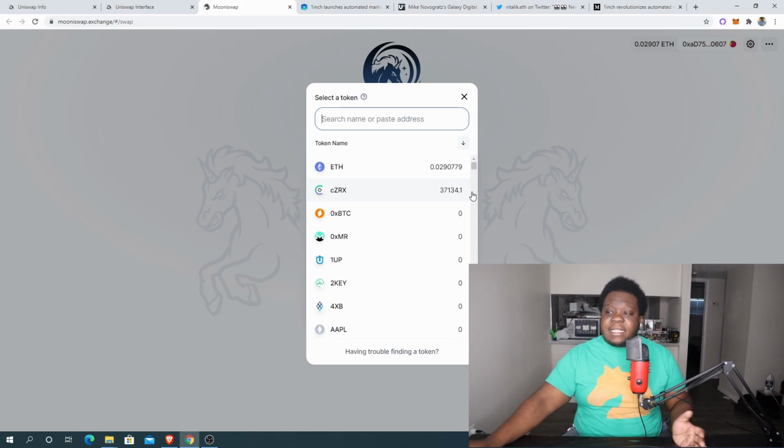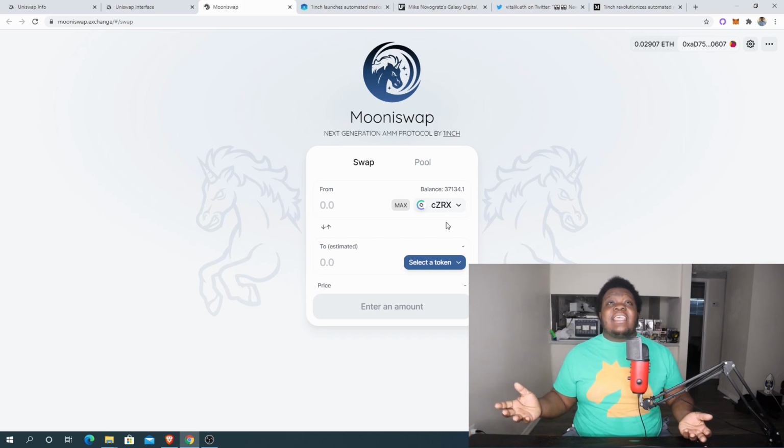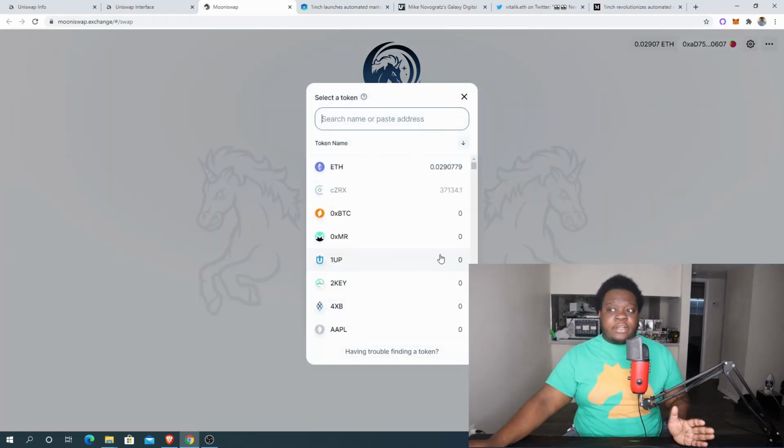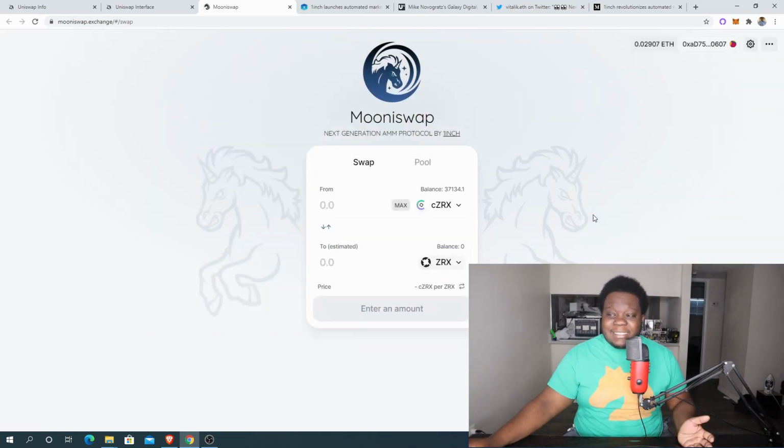Of course, I didn't know I had some CZRX in here. If I knew that, I'd have picked CZRX. And this is crazy, because I have some compound ZRX, which is ZRX sitting in Compound earning interest, and I can trade that compound ZRX. You can't do that on a regular exchange, trading compound ZRX with regular ZRX. I know guys, this is confusing. I completely understand, and I can flip it back to ZRX.